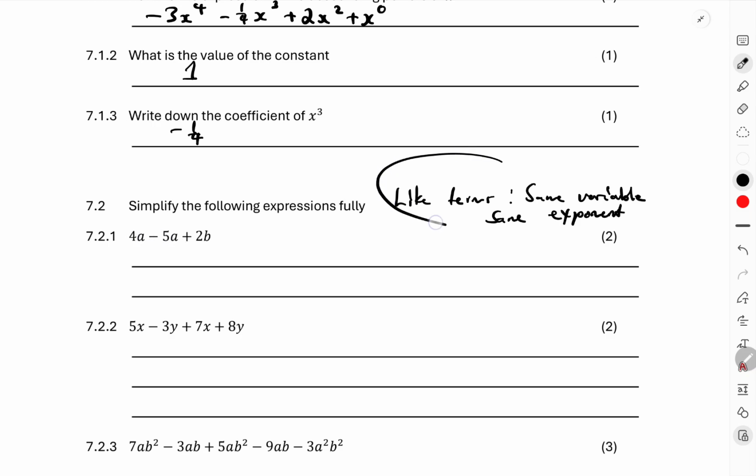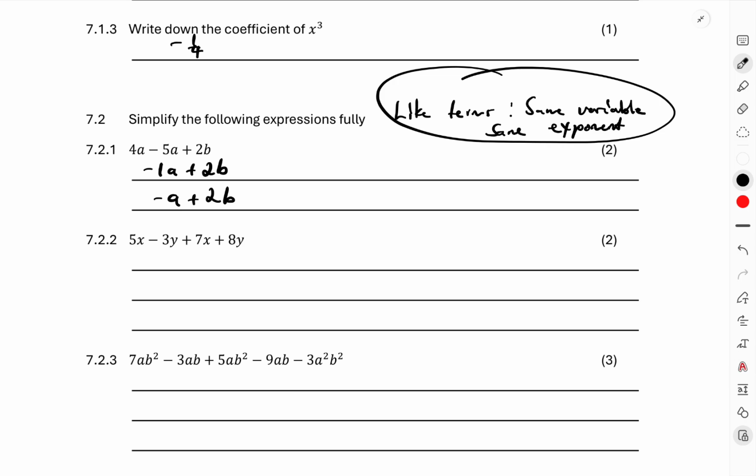Now, since you have your like terms, you are going to add or subtract your coefficient. So I'm going to have 4 minus 5, which is what? Negative 1. Means my answer will become negative 1A plus 2b. Therefore, the answer becomes negative a plus 2b. That becomes my final answer.